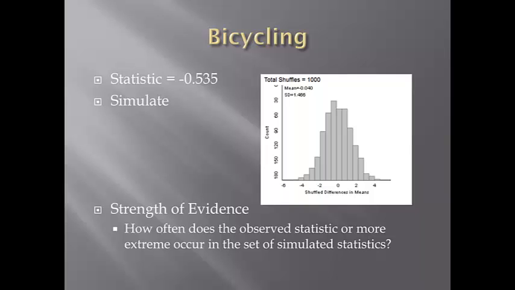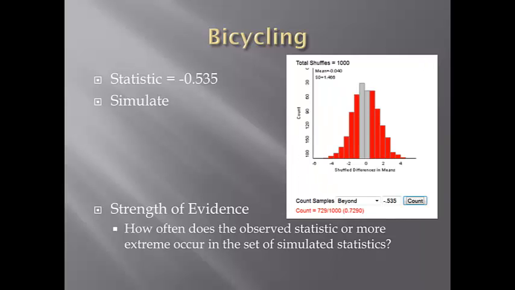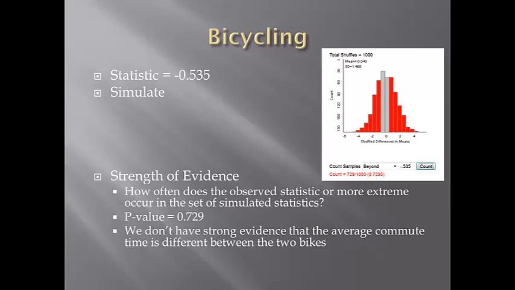Now the question is strength of evidence. How often is our observed statistic, that's the negative 0.535, or more extreme, occurring in this set of simulated statistics? We're going to do a two-sided test here, so we're going to count samples beyond negative 0.535. That's less than negative 0.535, greater than 0.535, and we get a p-value of 0.729. This means we do not have strong evidence that the average commute time is different between the two bikes.